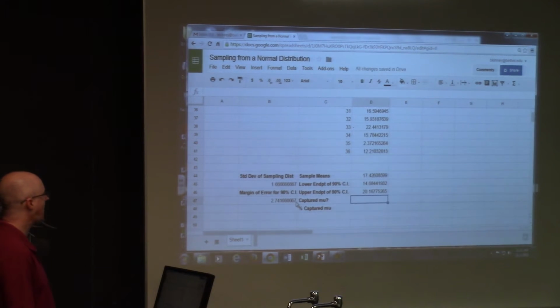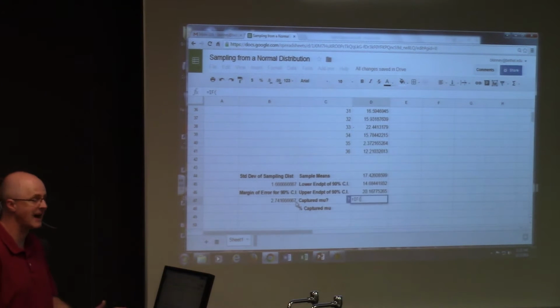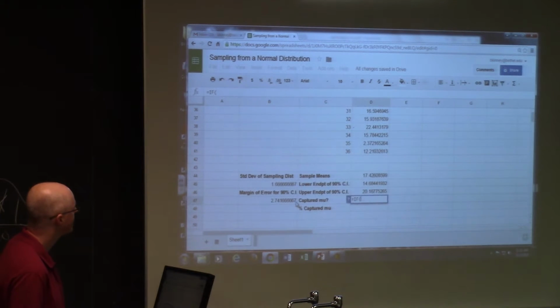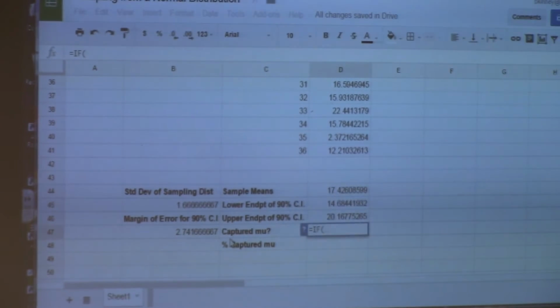Then I'm wondering, does that capture mu? I can use if here, but it's not going to be a mostly used if. And it seems, okay, this is going to be a little bit complicated. It seems like when I tried this before class, it would make sense to do this. Is 20 between those two numbers, but it didn't work when I did that. So I had to do something else. I have to use another command called AND.